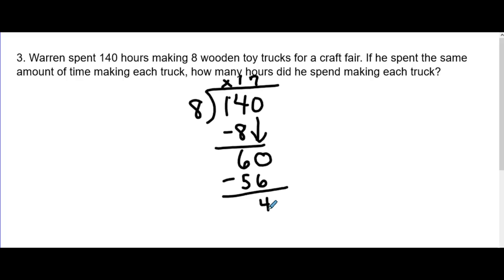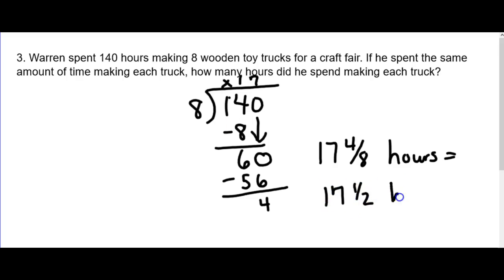Now, we have to think about interpreting this remainder and look at what we were actually dividing. We were dividing hours, 140 hours. Hours is a measurement of time. So because it's a measurement, we need to actually use this remainder. So our final answer is actually 17 4/8 hours. And if you remember your fractions from last year, 4/8 is the same thing as half. So he is spending 17.5 hours for every one of his wooden toys.